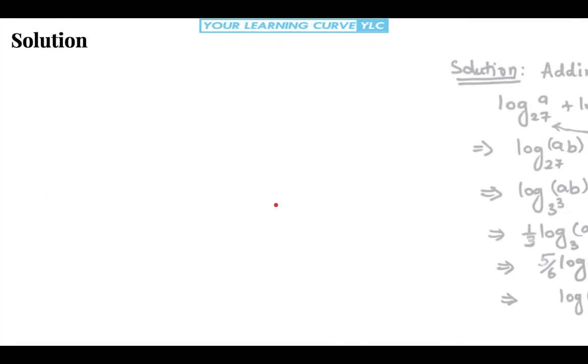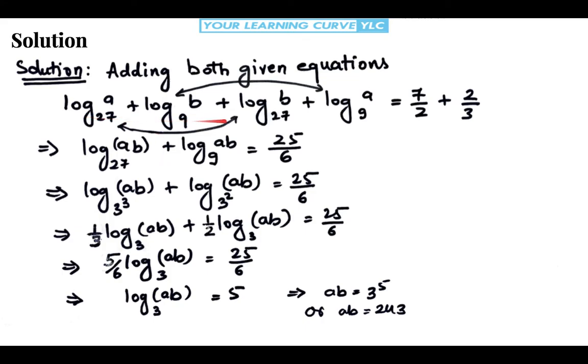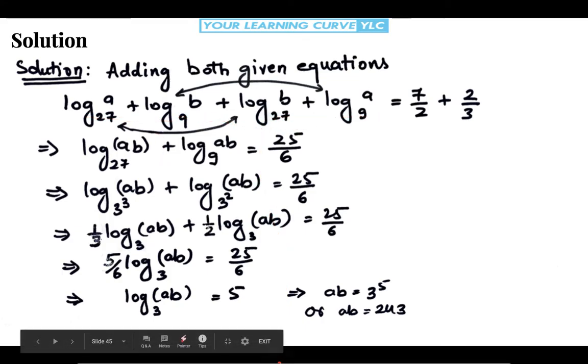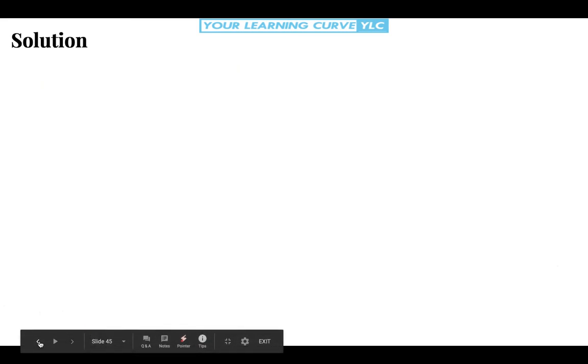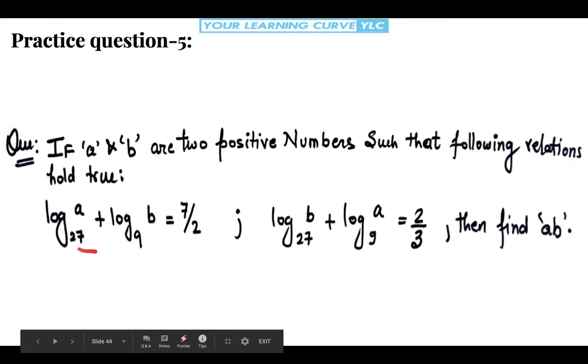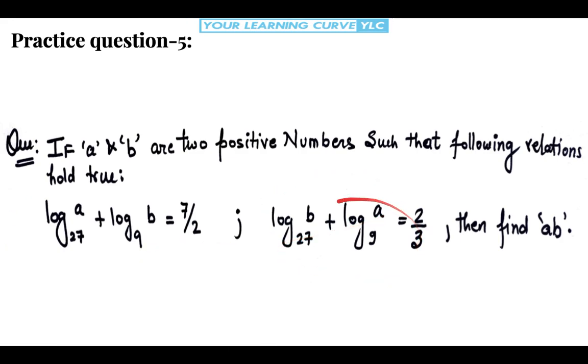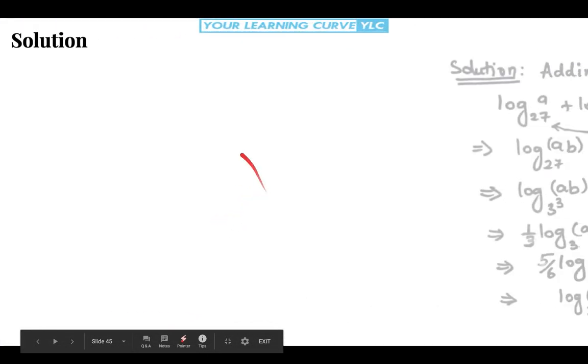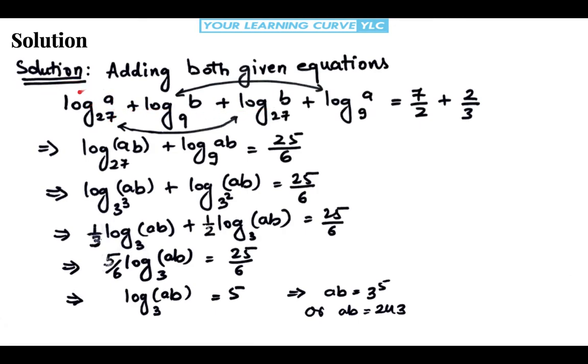What we do, we add both the given relations. When we add both the given relations, you see, log a to the base 27 and log b to the base 27 both are present over here. Log b to the base 9 and log a to the base 9 both are present over here. So you can combine these two and these two. You will get log a into b to the base 27 plus log a into b to the base 9.